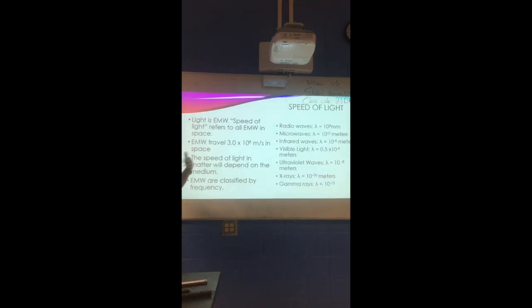Okay, guys, here's a slide on the speed of light. Light is, of course, electromagnetic waves, and the speed of light refers to how electromagnetic waves travel in space. The speed of light sets the speed limit on the universe. Nothing can travel faster than the speed of light, and electromagnetic waves, or light, travel at 3 times 10 to the 8th meters per second in space.